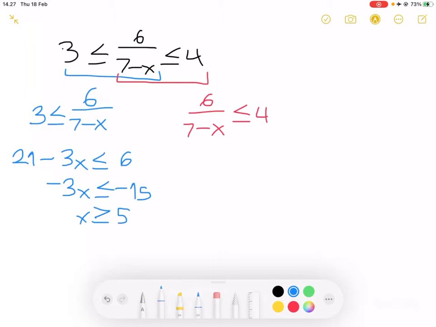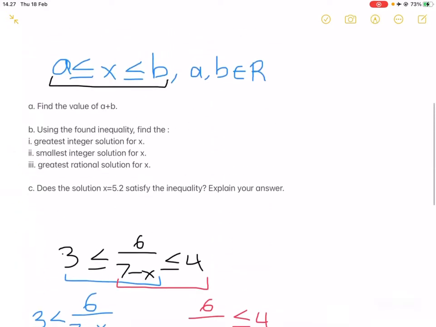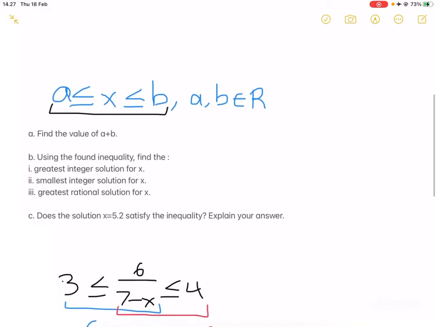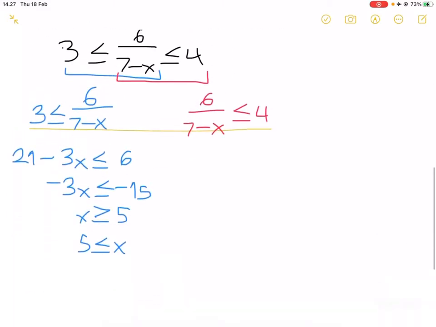But I would just rewrite this as 5 is less than or equal to x, because it will make things easier when we're going to find the values of a and b later.